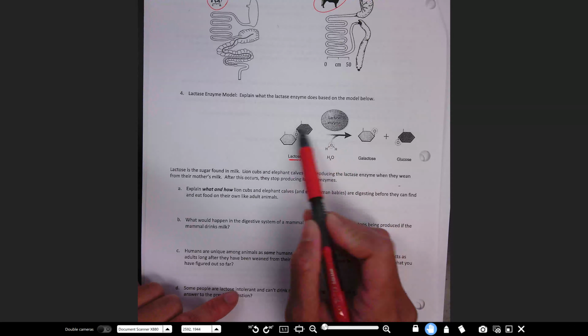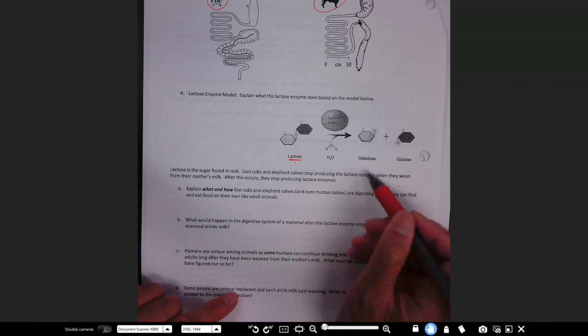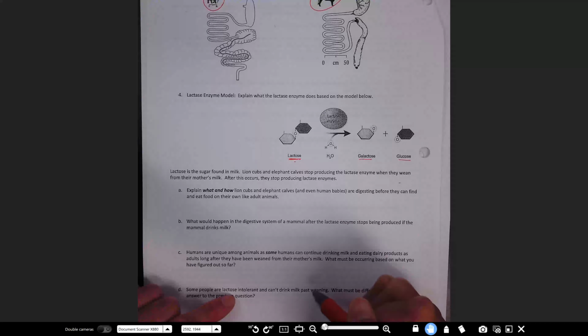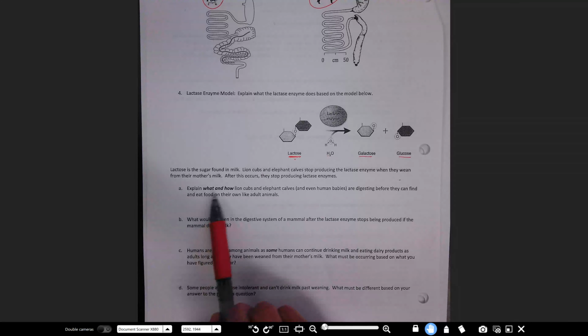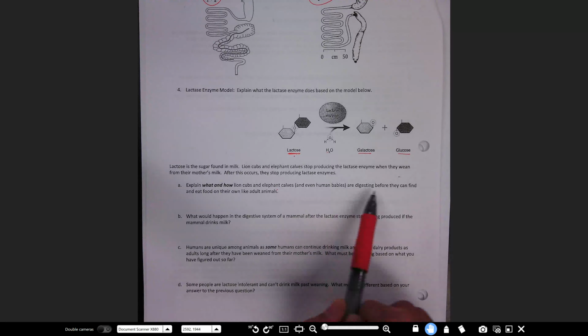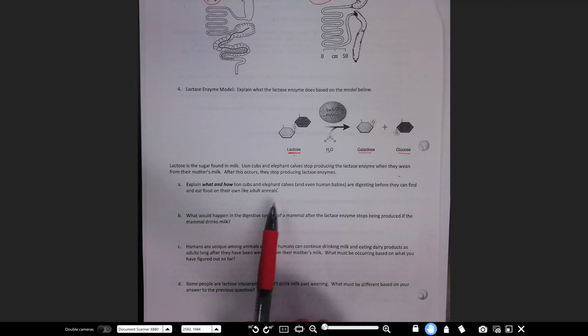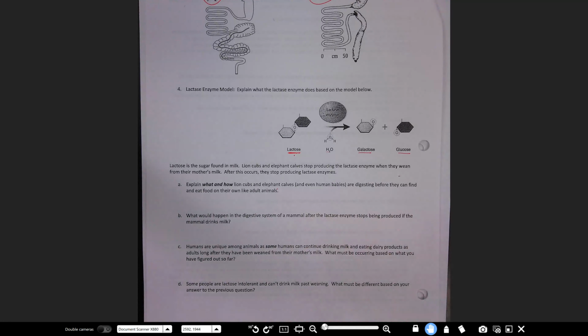And what it does is it takes lactose, which is a sugar found in milk, and it breaks it down into these two, which are also sugars, galactose and glucose. And you can see that it needs water to do that. So explain what and how lion cubs and elephant calves, and even human babies, are digesting before they can find and eat food on their own like adult animals. So what are they digesting before they can actually eat normal foods that adults eat?